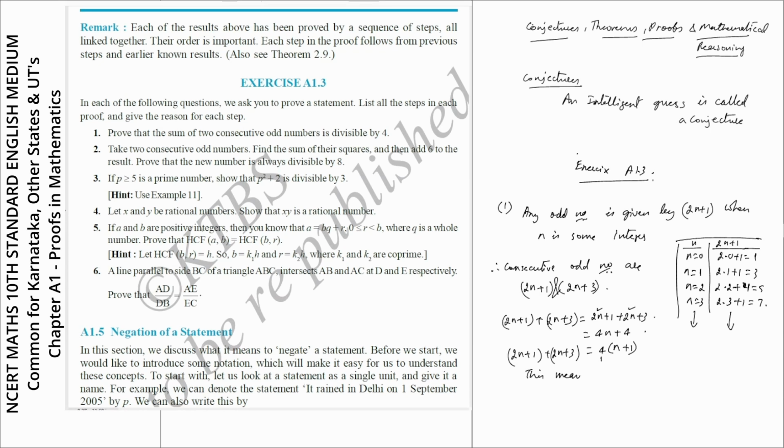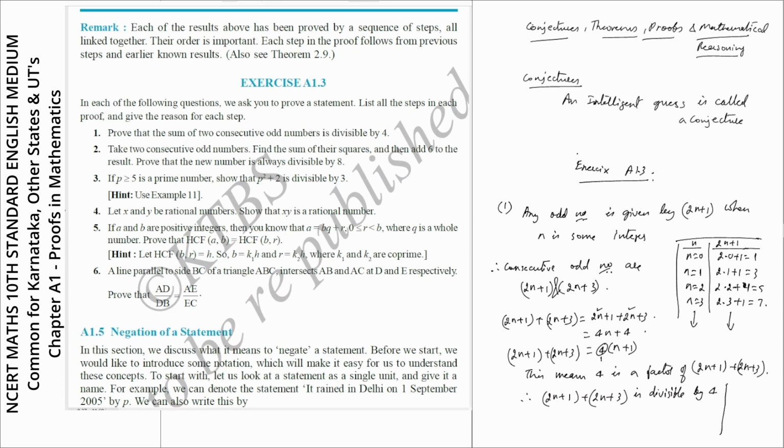This means 4 is a factor of 2n plus 1 plus 2n plus 3. Therefore 2n plus 1 plus 2n plus 3 is divisible by 4.